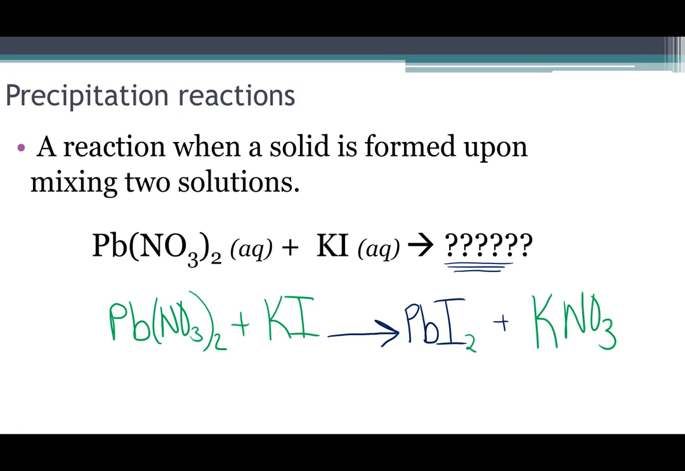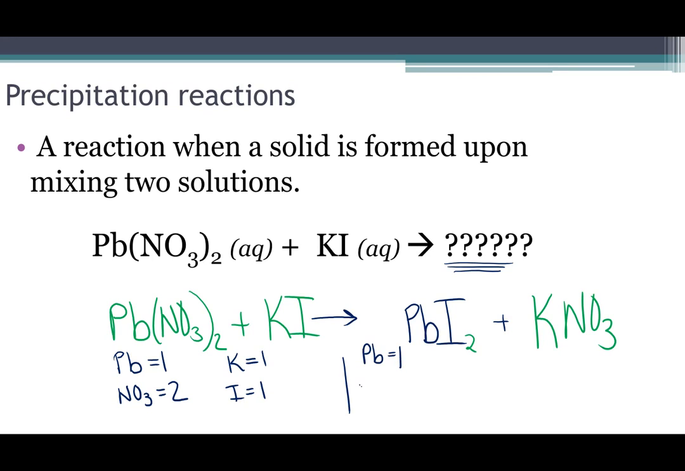What's the last thing I need to do here? Is this a balanced chemical equation? Nope, it's not a balanced chemical equation. Okay. So take inventory just quickly here. We've got lead, and there's only 1 of them. Nitrate, there's 2 of them. Potassium, there's 1. Iodine, there's 1. Come over here. Lead, there's 1. Nitrate, there's 1. Potassium, 1. Iodine, 2. Okay.